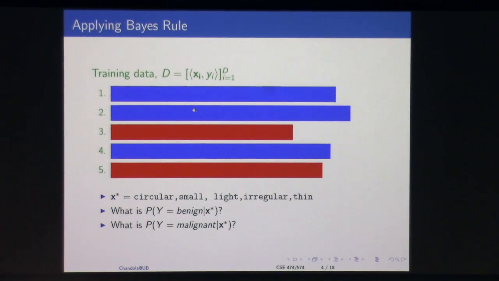I've hidden it. The colors indicate the class. But let's say we have 5 training examples. And now we get a new x star, and x star has these 5 values. We want to figure out what is the probability of y to be benign or malignant.